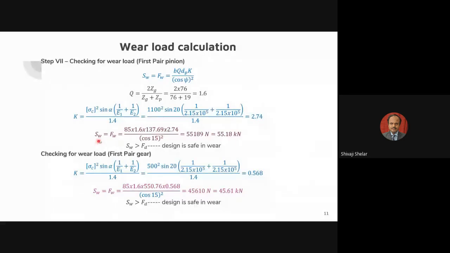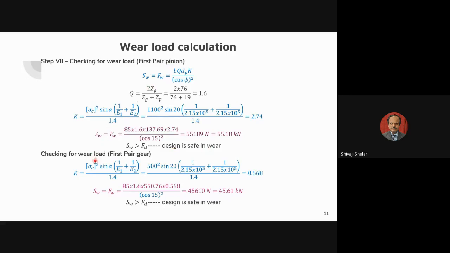By putting this in the formula above, b is 85, Q is 1.6, dp here is 137.69, which is calculated in the previous slide, and K here is 2.74. Here the wear strength of this pinion is around 55.18 kilonewton, which is greater than FD. Whether you do the calculation of FD by Buckingham or the velocity factor method, in both cases SW here is greater than that. So the design is safe in wear for the pinion.